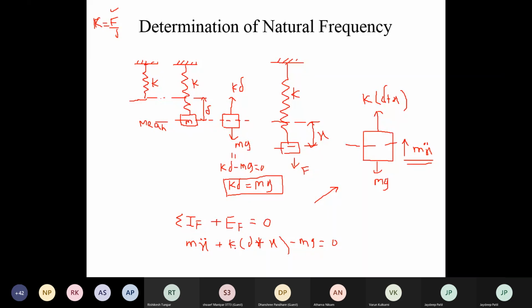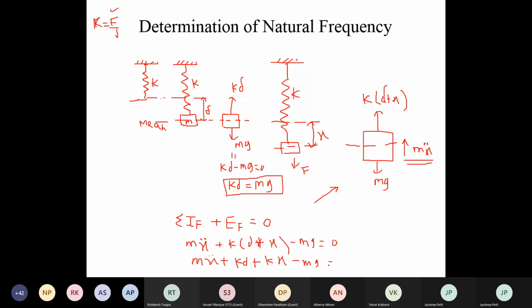You have to multiply this k to this bracket. You will get here mx double dot plus k delta plus kx minus mg is equal to 0.